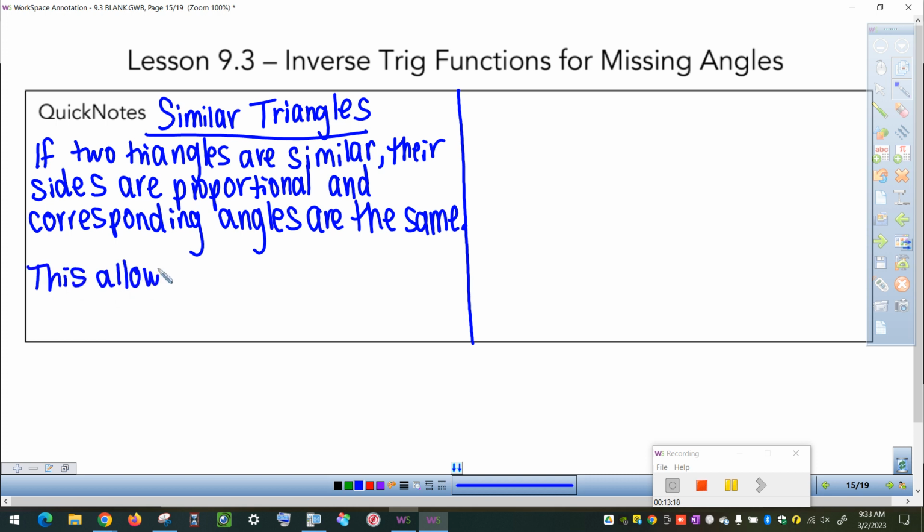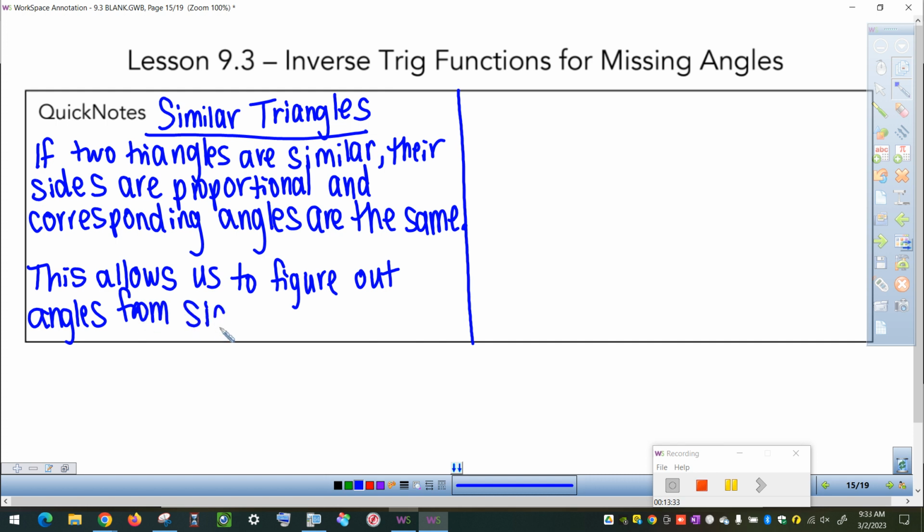Knowing about similar triangles, this allows us to figure out angles from side ratios. So side ratios meaning like the opposite side over the hypotenuse, that's a ratio. Or the opposite side over the adjacent side, that's a different type of ratio.